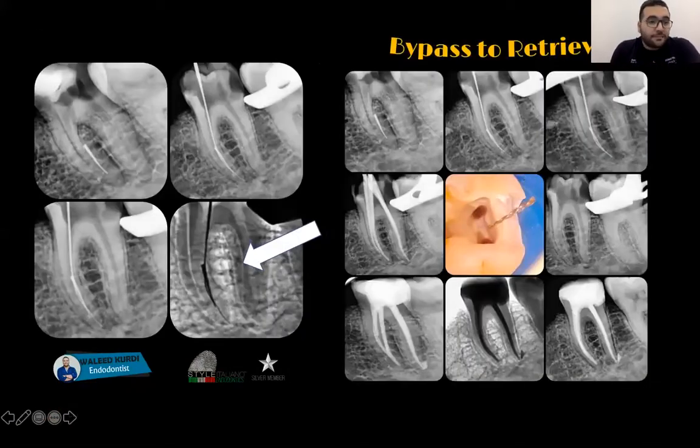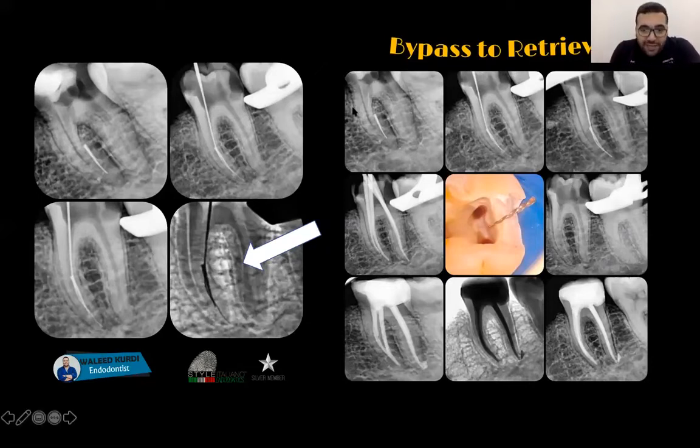Another case, a long broken file. I decided to bypass, and after I did the bypass, you can see here this angry lady. The white arrow is pointing at her. I don't know why she was angry. Anyhow, the patient went out and she came back after that.